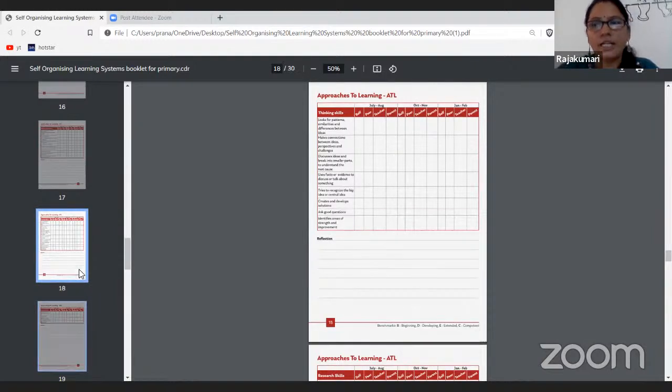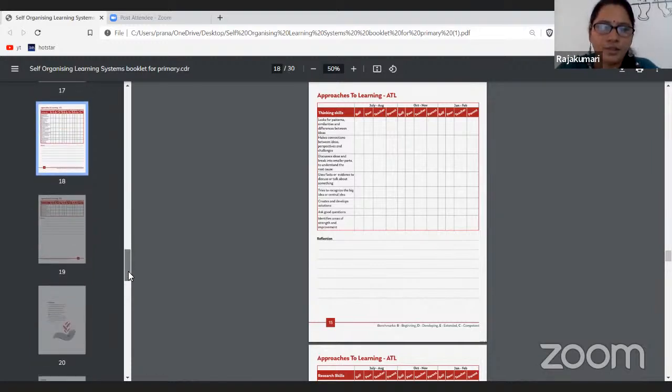So not all at a time will be given to the student to assess themselves or the peers to assess you, but one after the other, only one attribute from the learner profile, one skill from the ATL will be considered as per the periodicity which is shown earlier.